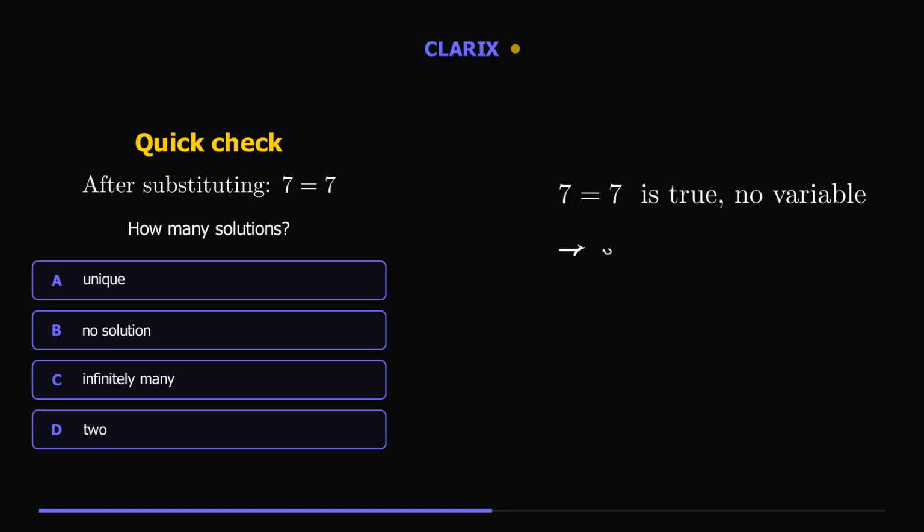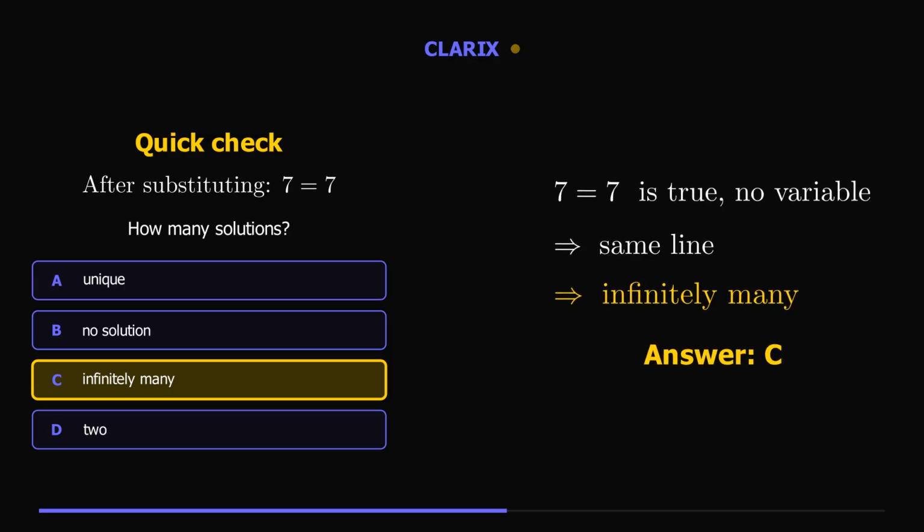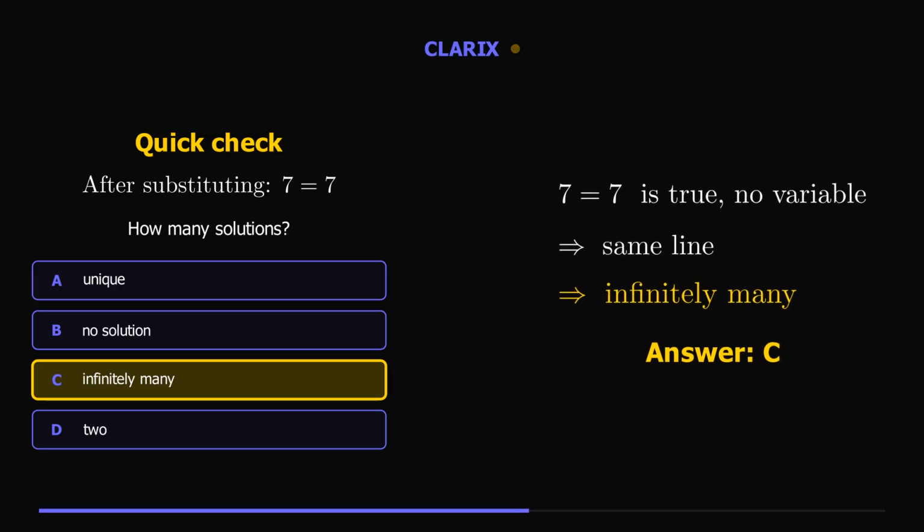When the variables vanish and you're left with a true statement like 7 equals 7, the two equations are the same line, so there are infinitely many solutions. That's option C. A true leftover always means infinite.